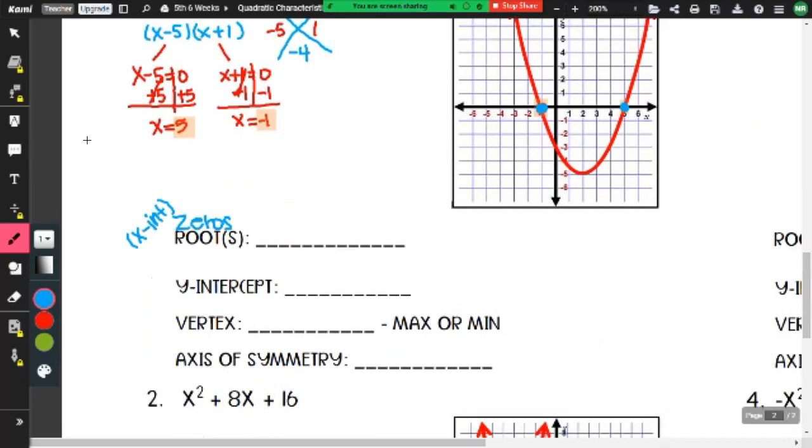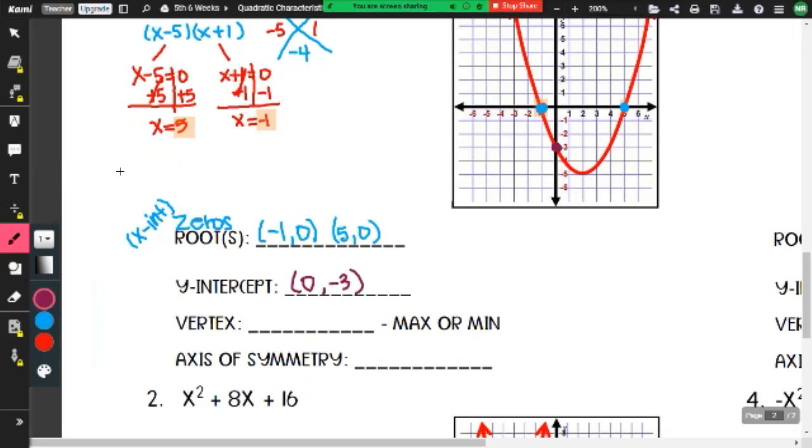X-intercept. So give me the ordered pair on the left. -1, 0. What about the one on the right? 5, 0. If it's an x-intercept, it should be something, 0. You can just look at the graph and tell me what those numbers are. Y-intercept, where it crosses the y-axis. What is the point where it crosses the y-axis? 0, -3.